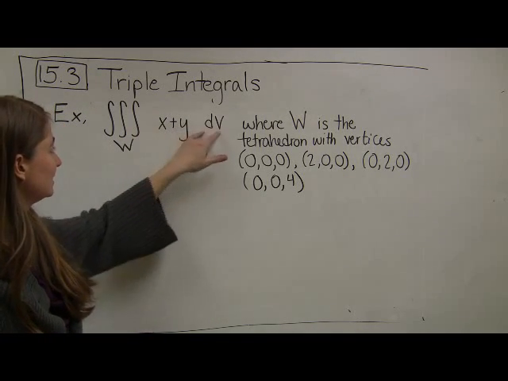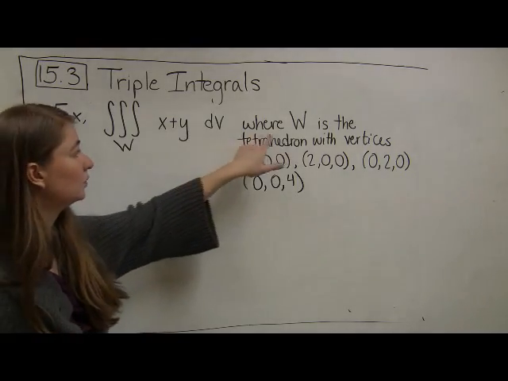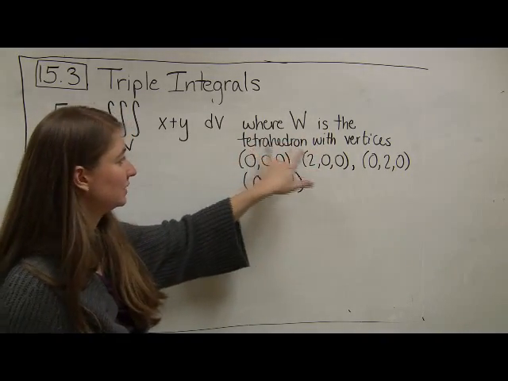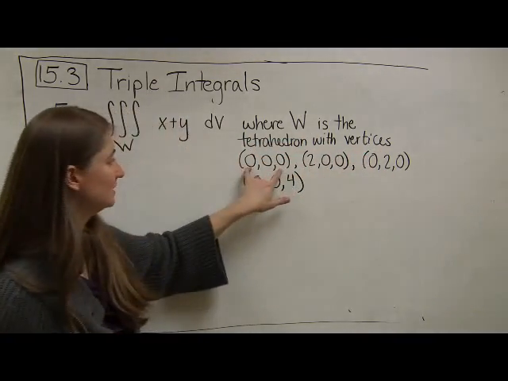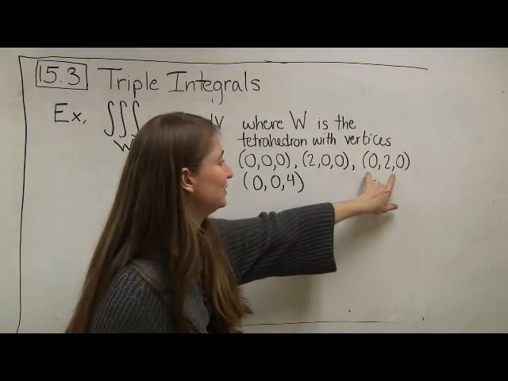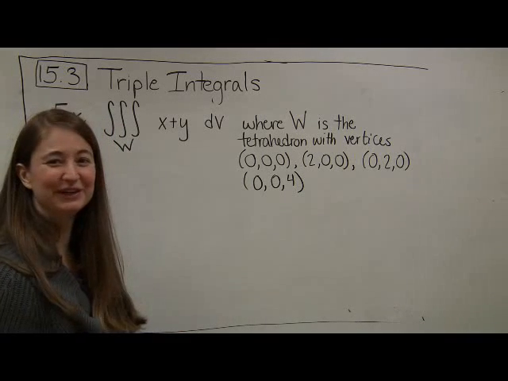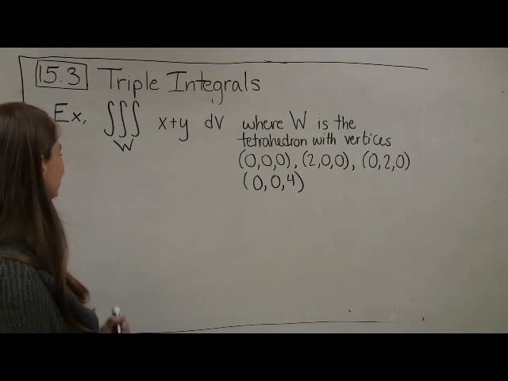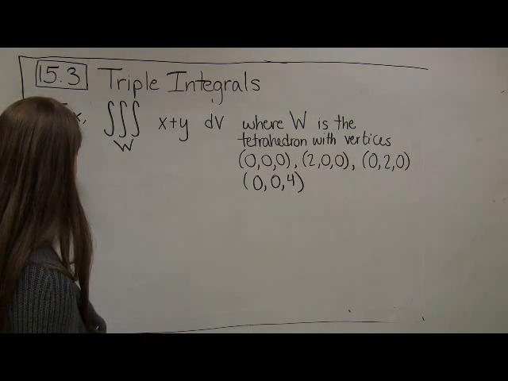And we want to integrate this over our volume W, where W is the tetrahedron with vertices given by (0, 0, 0), (2, 0, 0), (0, 2, 0), and (0, 0, 4). So first, let's get an idea of what that tetrahedron looks like. I'm going to draw a sketch.